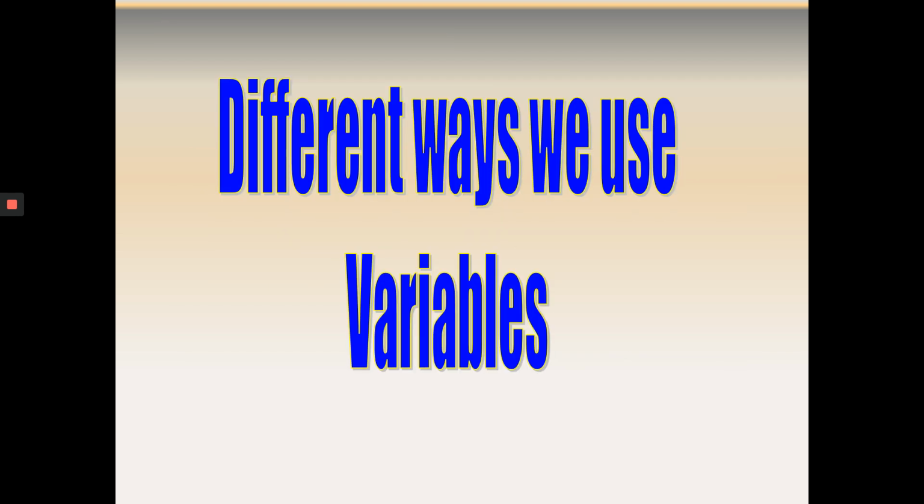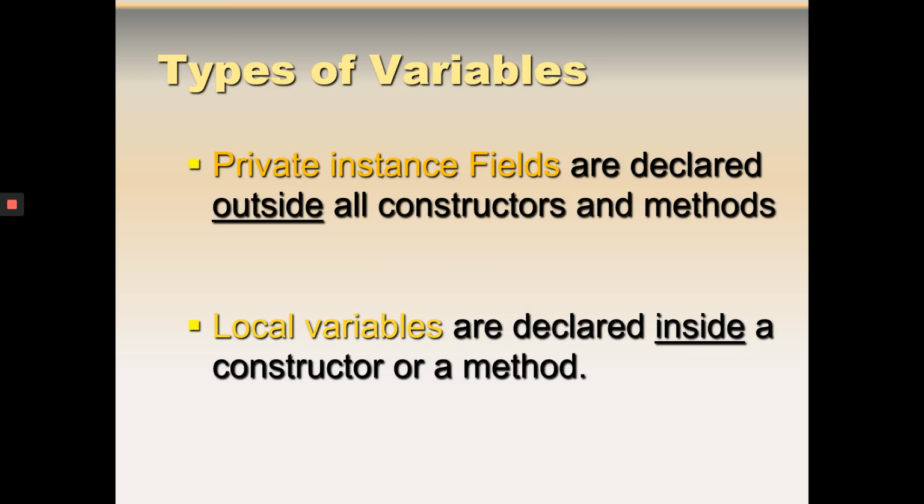All right. Different ways we can use variables. So we've talked about this again, private instance variables. Basically we declare them as private instance variables, and then in the constructor is where we define them. Remember, with constructors, we give them a value. It's the job of a constructor.